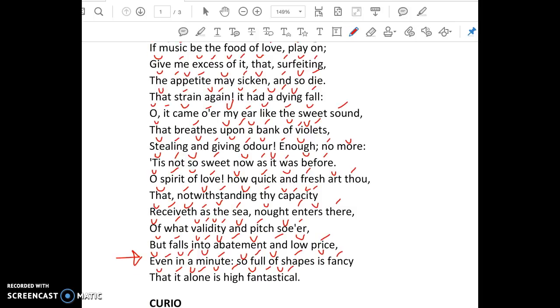O spirit of love, how quick and fresh art thou, that notwithstanding thy capacity, receiveth as the sea. Naught enters there, of what validity and pitch soe'er, but falls into abatement and low price, even in a minute. So full of shapes is fancy, that it alone is high fantastical.